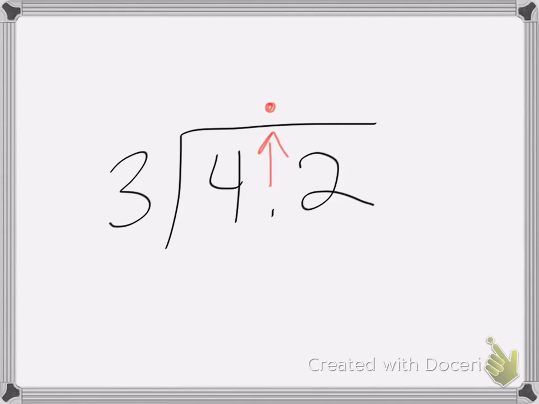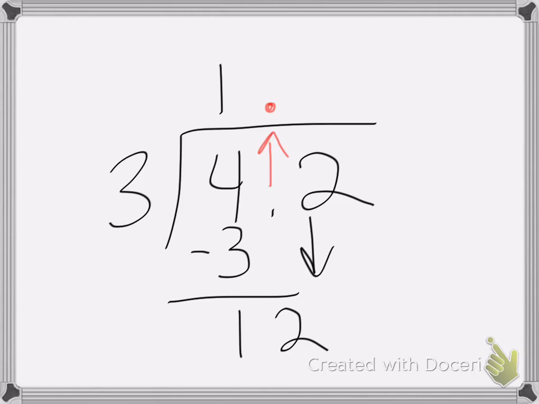So 3 goes into 4 one time, that's 3. 4 minus 3 is 1. Bring down my 2. 3 goes into 12 4 times, and that's 12, and it zeroes out. Make sure that the 4 goes on the right side of the decimal point. Okay, so my answer is 1.4.